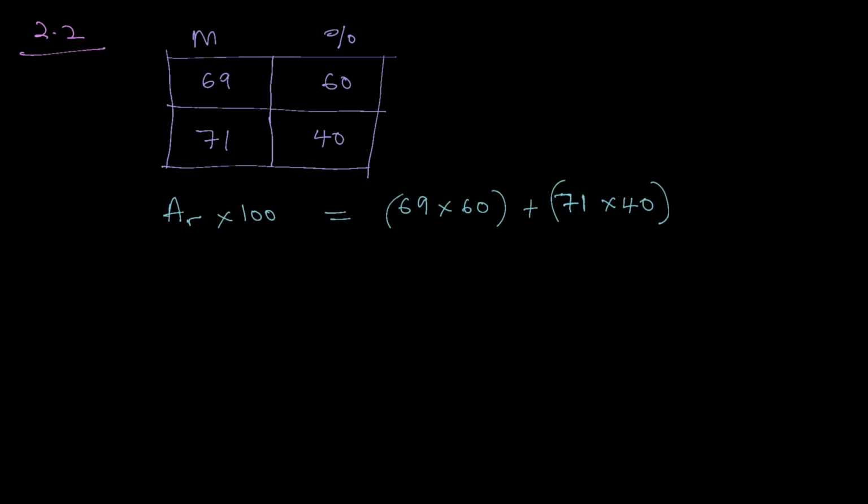So the first thing to do is to multiply the relative atomic mass by 100, and that equals 69 times 60. So you just multiply those two together. Oh, by the way, this has to add up to 100 before you do that.